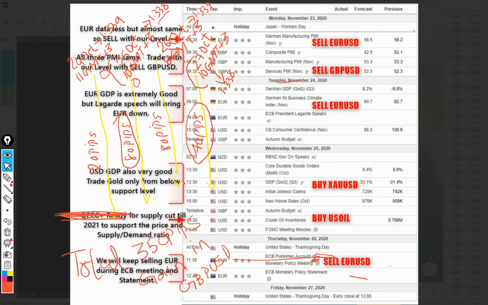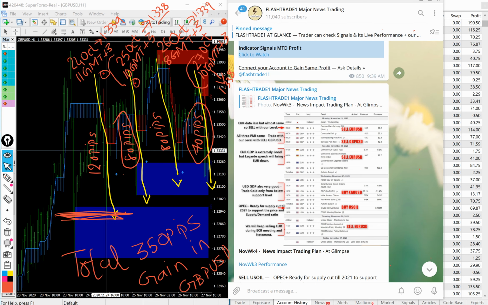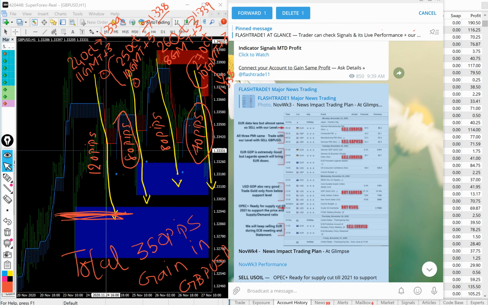Based on different events or different fundamental news, we decided that we will sell euro, we will sell GBP, we'll buy gold, we'll buy US oil, which you can see over here. We have told that we will sell GBP USD. An entire week we followed this trend and we took the profit and free signals.